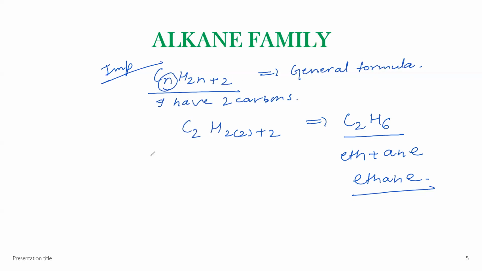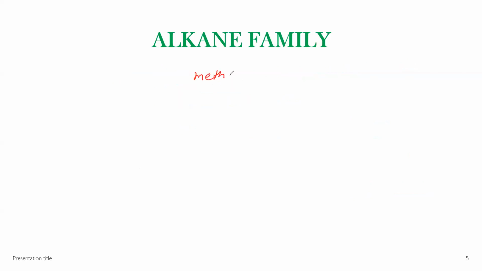CnH2n+2. So the alkane family starts with methane. Methane is the first member. Then comes ethane. Then propane. Then butane. And so on. It continues.